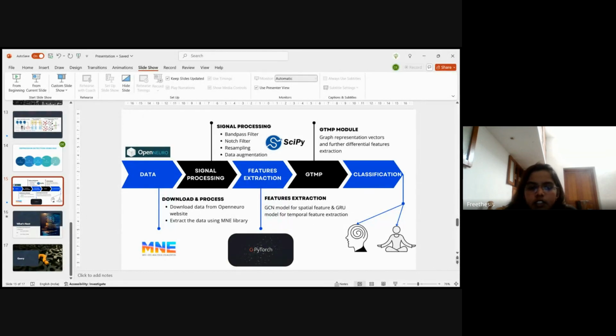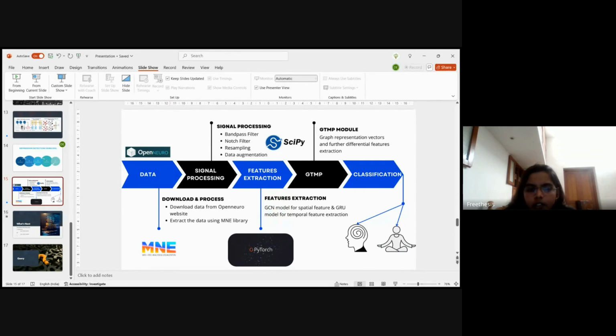Feature extraction is done using the GCGRE model. It is a combination of GCN and GRE models. The GCN model will get the spatial features, and GRE will extract the temporal features from the data. After that, we'll be using a GTMP model, which will get the graph representation vectors and further differential features that can be extracted from the output of the features extracted. Using the GTMP module's output, we apply the final classification layer that will classify the subjects as whether they have MDD or HC.